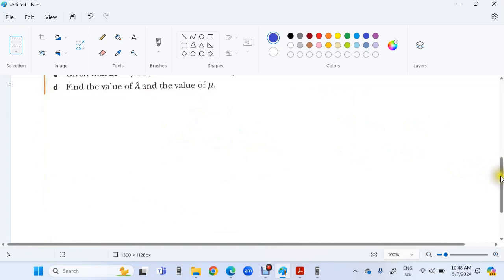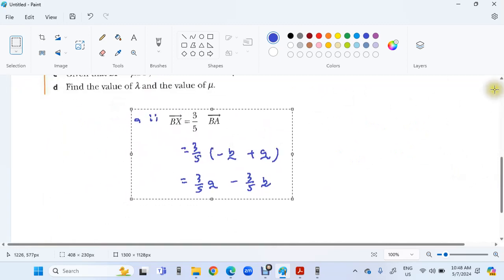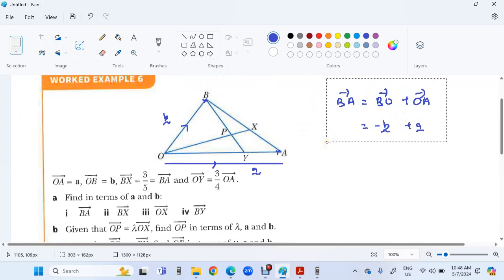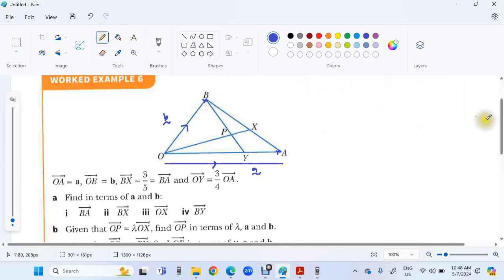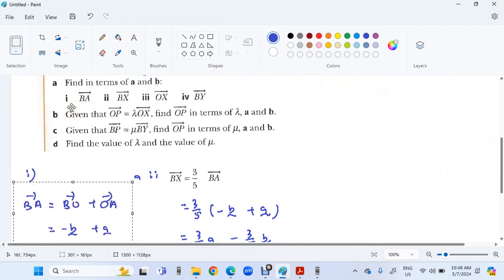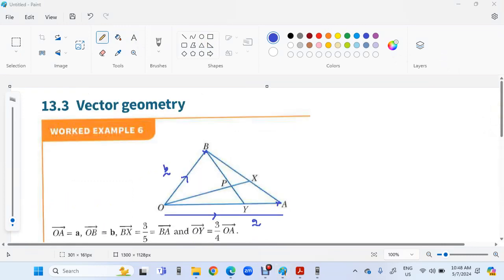And then next, A1. What the question wants is BA, from B to A. So BA is from B to O, and then O to A. B to O is negative B, so it is negative B plus A. I should do this first, but I did the second just now because I wanted to use the information given in the question.